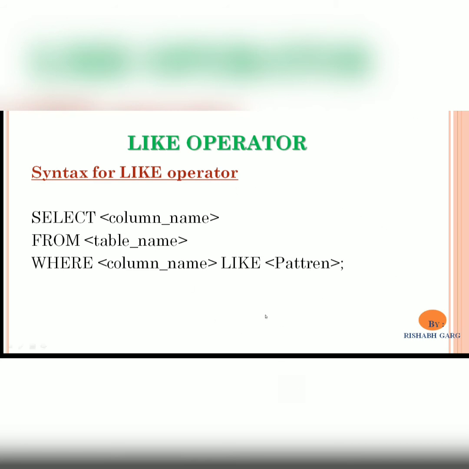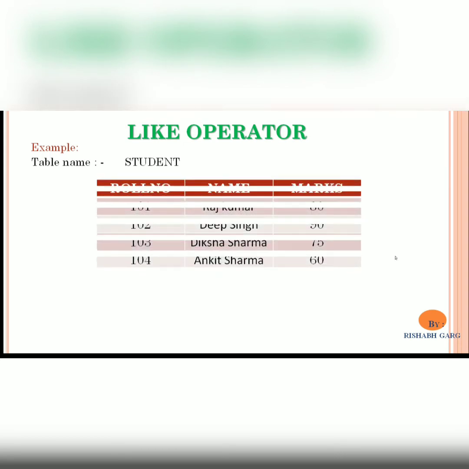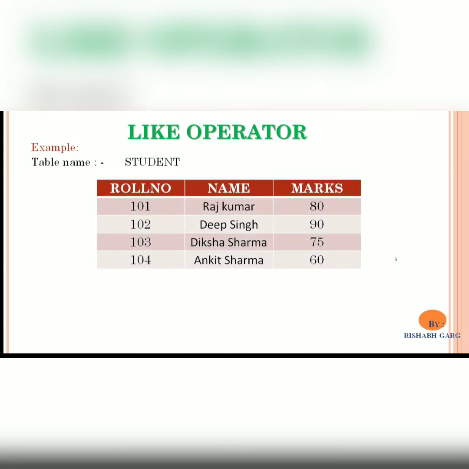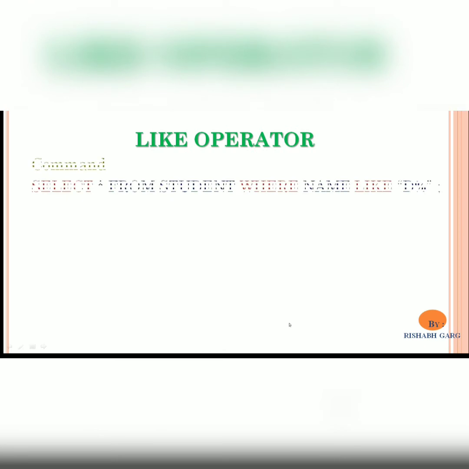Let's understand this with the help of an example. Suppose we have a table student along with 3 fields and 4 records, and we want to perform a query to display the records of those students whose name begins with character D. So for this we will execute the following command.